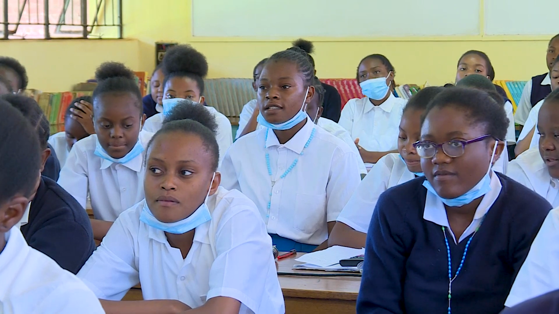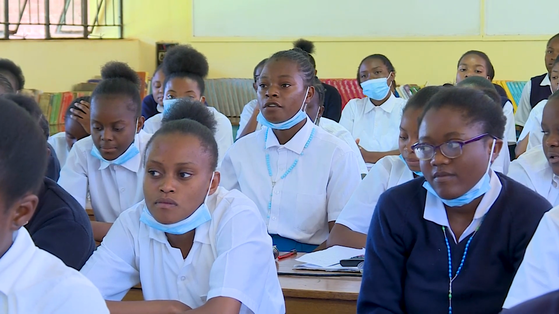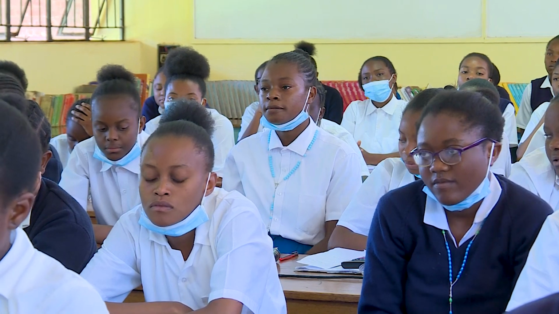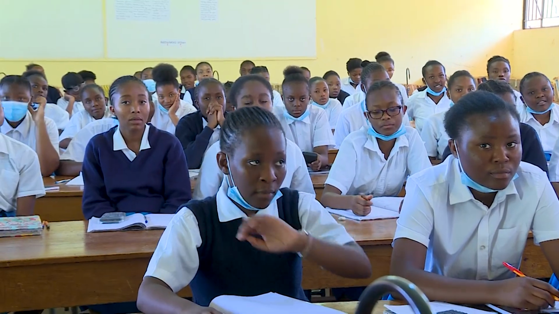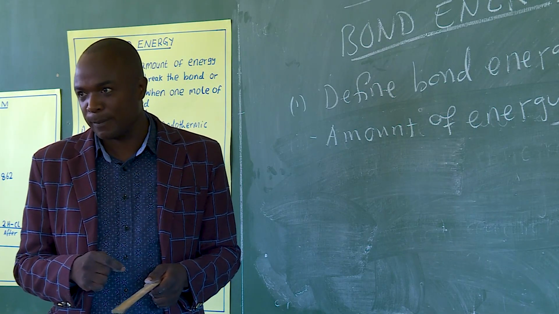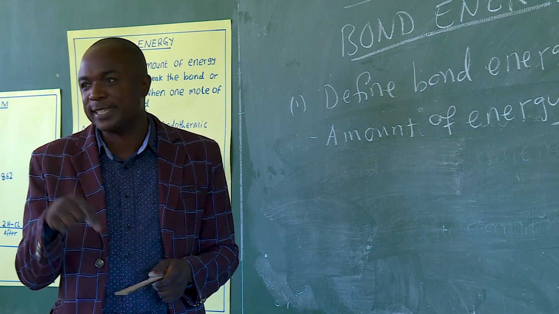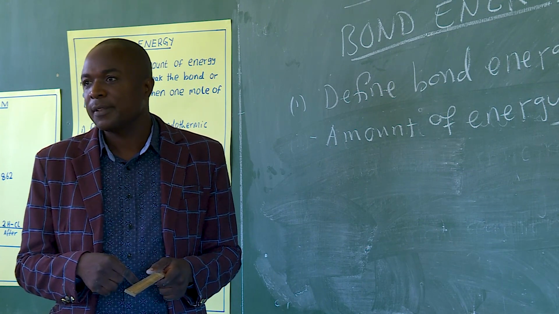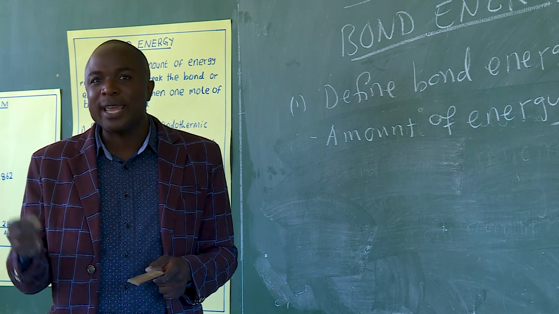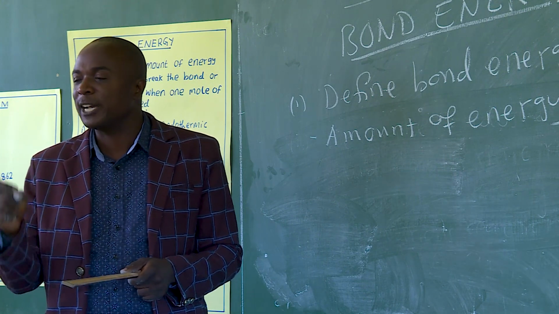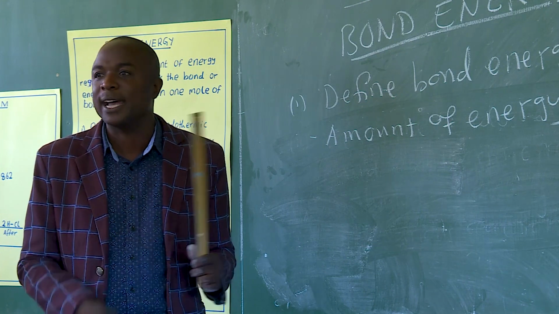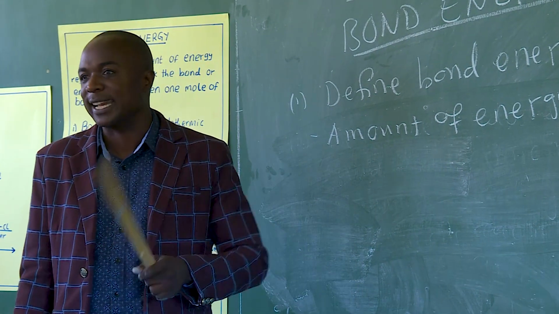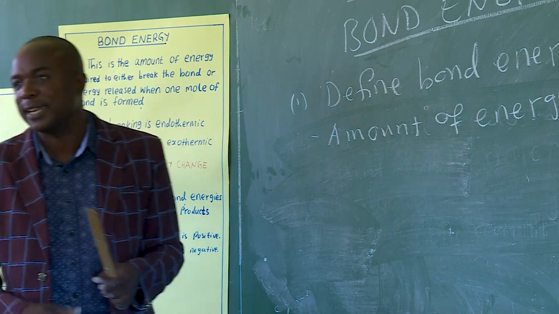An endothermic reaction is a reaction that absorbs heat from the surrounding as it happens. Correct. In an endothermic reaction, heat energy is absorbed from the surrounding to the system. That type of reaction where heat is going to be absorbed from the surrounding to the system is known as an endothermic reaction.